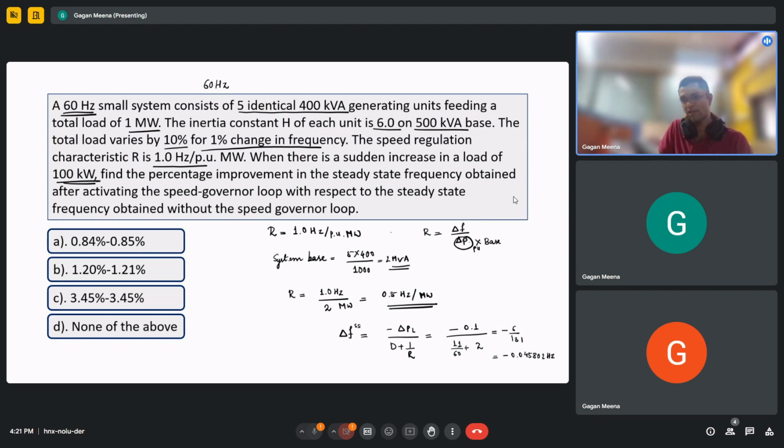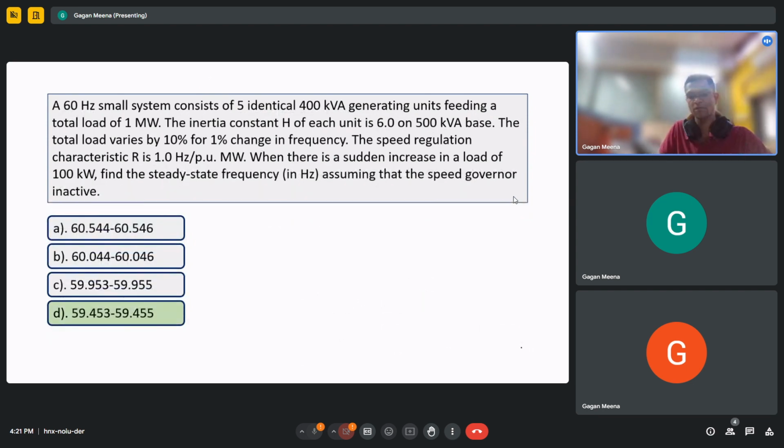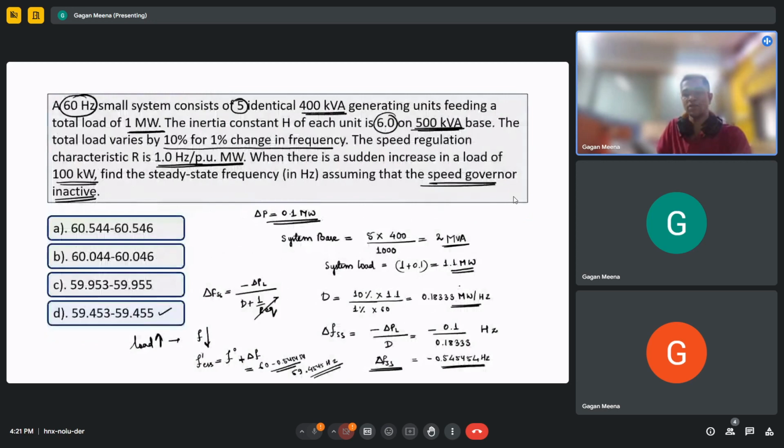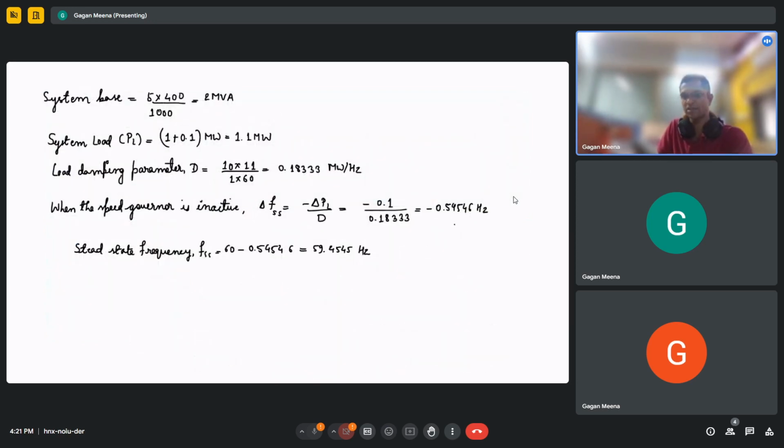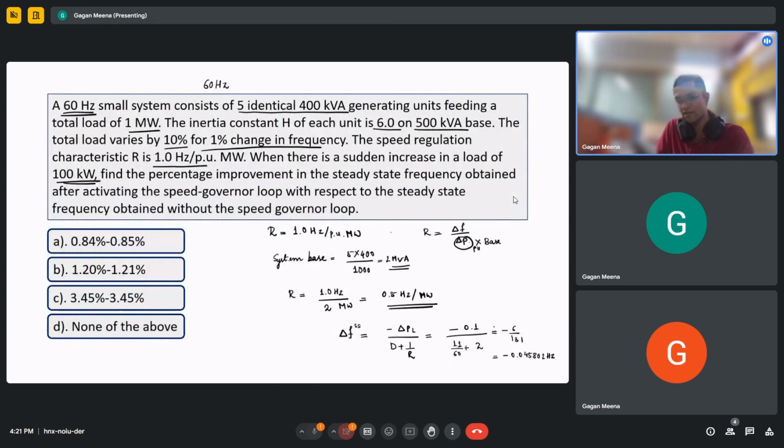0.0450. So we compare both part 1 and part 2. Here we found delta F steady state to be minus 0.54, and here it is minus 0.045. So this is very less. We see that including the speed governor loop benefits us so much. There is a lot of improvement in the frequency here, and we need to find how much the frequency is improved. So this is the new frequency in this case.